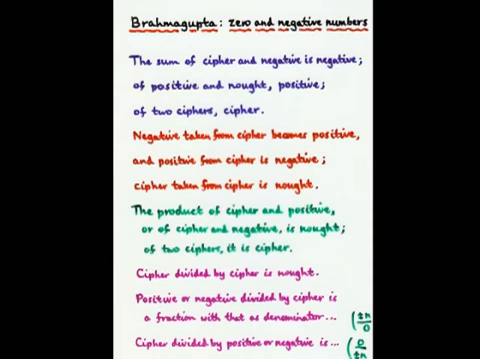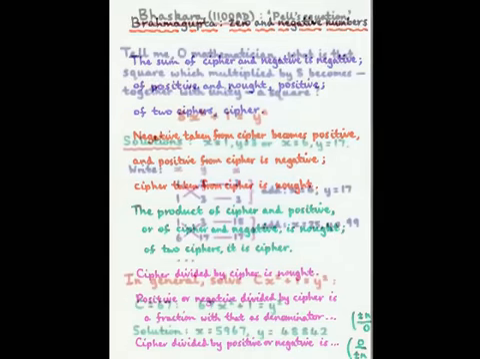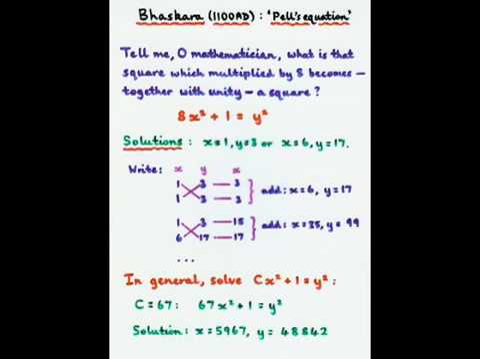Both Brahmagupta and Bhaskara worked extensively on a particular equation now known as Pell's equation, which is an incorrect assignation by Euler. So this equation has the form cx squared plus 1 equals y squared, and we're required to find whole number solutions x and y for given values of c. So here's one example. Tell me, O mathematician, what is that square which multiplied by 8 becomes together with unity a square? So you're trying to find integer solutions of 8x squared plus 1 equals y squared.